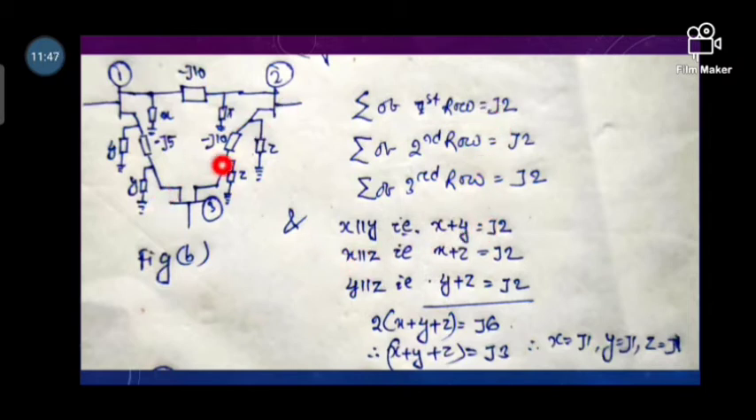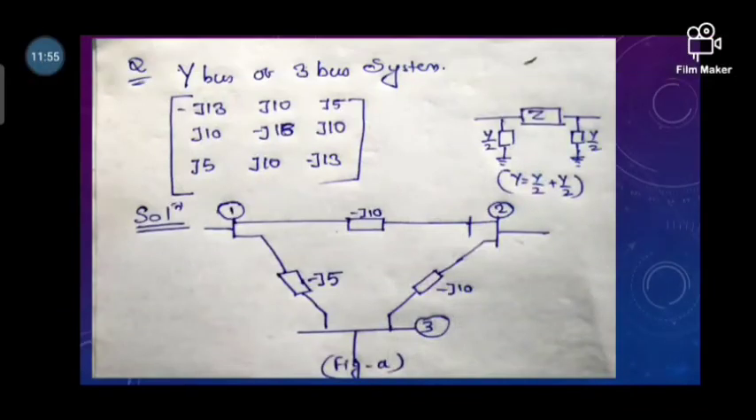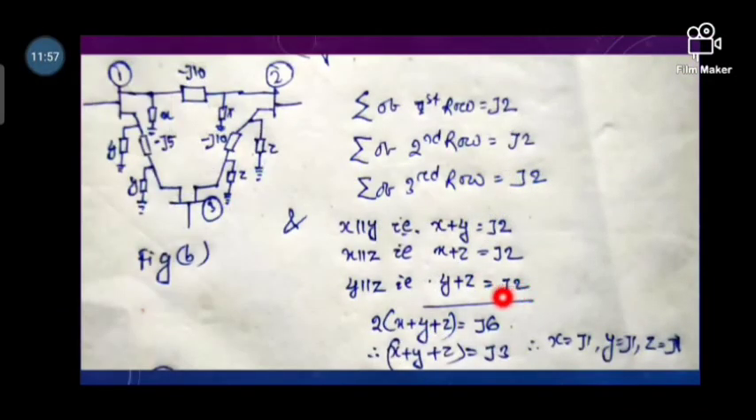Like that, x plus z is equal to j2, and y plus z is equal to j2. So from those 3 equations we will get 2x plus 2y plus 2z, that is equal to j2 plus j2 plus j2, that is equal to j6. So by taking 2 to the denominator side of the right hand side, you will get x plus y plus z equal to j3. So all those quantities are found here. x is equal to j1, y is equal to j1, z is equal to j1.